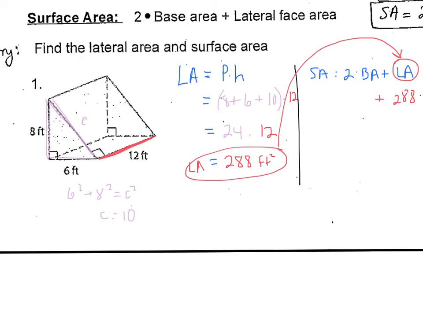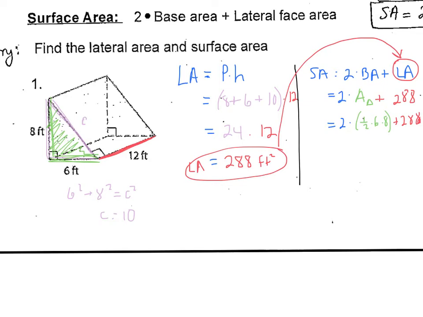When you get to the base area part, you're going to have to insert a formula here. And in this case, the formula is going to be the area of a triangle because my base is this lovely right triangle. So I'm thinking 1/2 times base times height for my area of my triangle. Putting some numbers in, 1/2 times, since it's a right triangle, we can call the 6 the base and the 8 the height. 1/2 times 6 times 8, and then I'm going to have to add the 288 at the end.